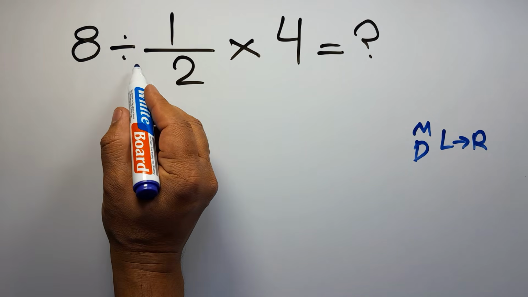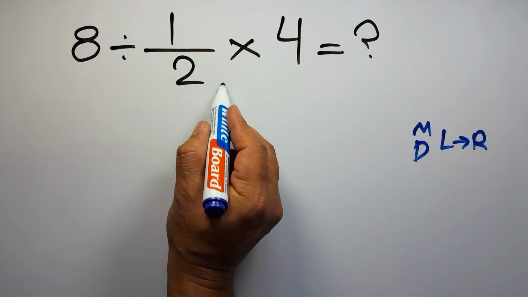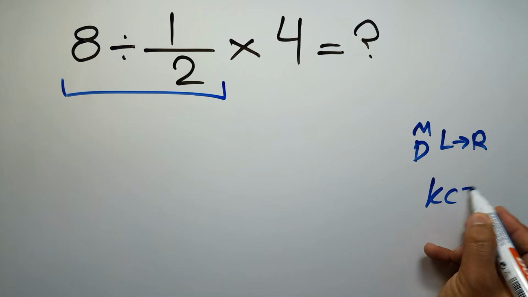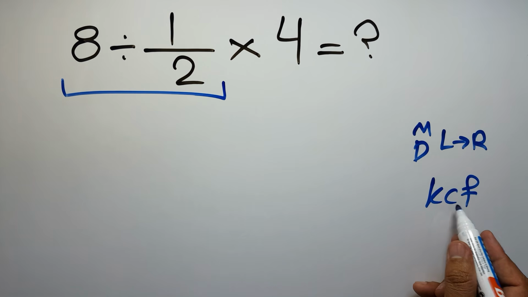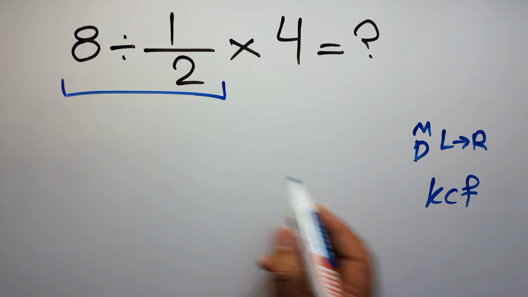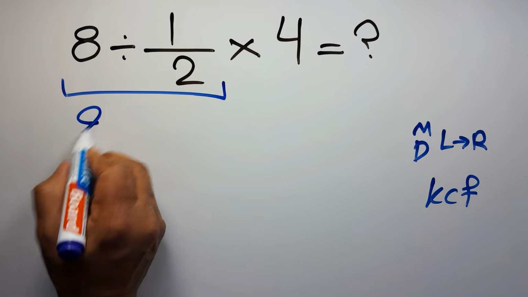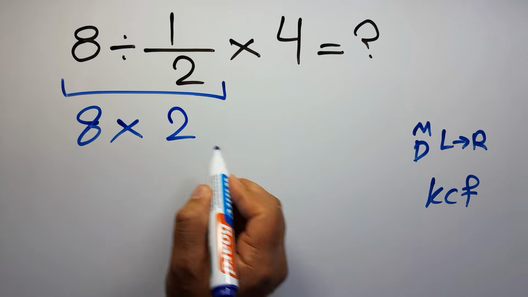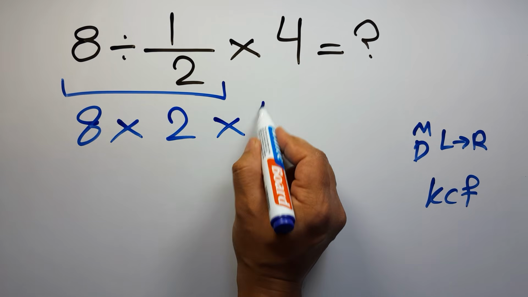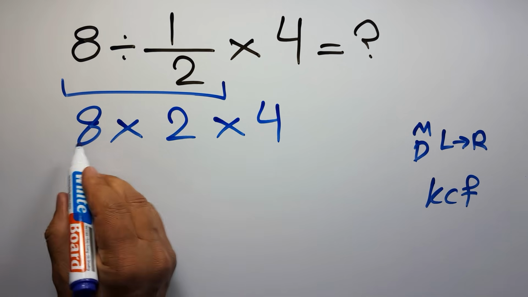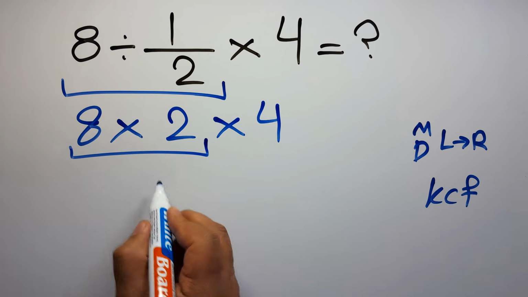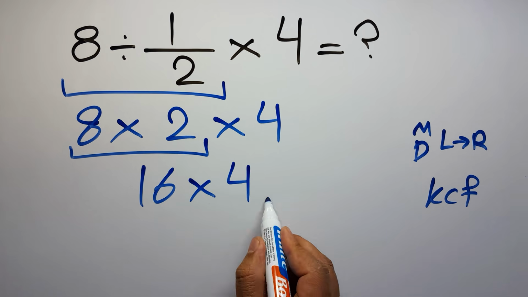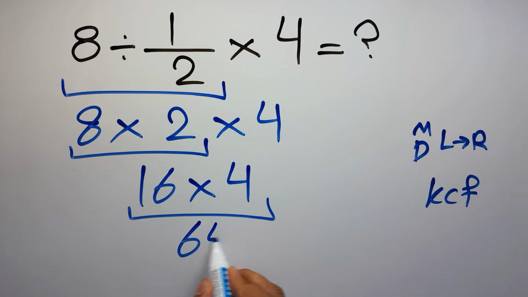So first we have to do this division, 8 divided by 1 over 2. According to the KCF rule, K stands for keep, C stands for change, and F stands for flip. We can write: keep the first fraction, change division to multiplication, and flip the second fraction. Then times 4. Now, 8 times 2 gives us 16, and 16 times 4 equals 64.